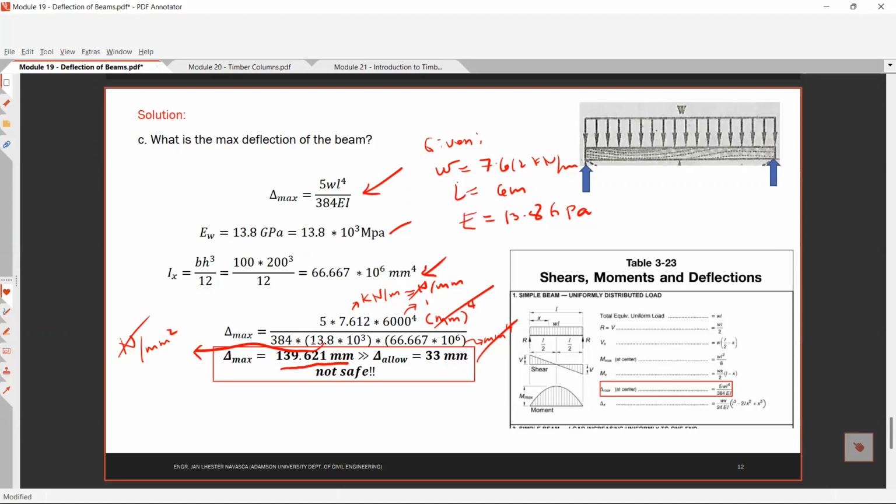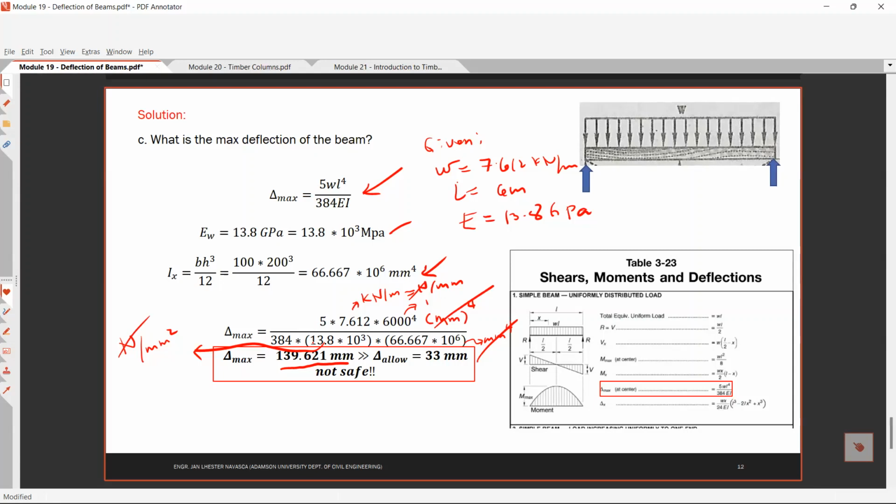Okay? So, para hindi kayo malito sa unit, be consistent na lang sa paggamit. Okay. So, para maging consistent kayo, yung L nyo dapat ay naka-millimeters. Yung omega nyo dapat naka-kilonewton per meter or newton per millimeter. Yung modulus of elasticity nyo, naka-MPa dapat. And yung inertia nyo is naka-millimeter raised to 4.